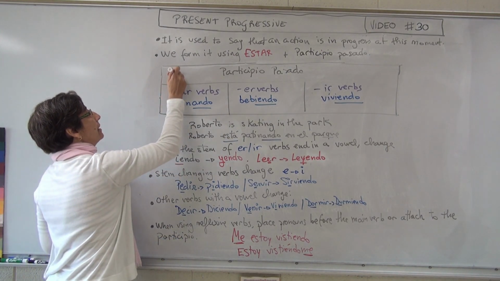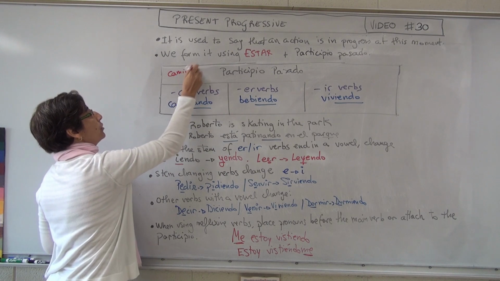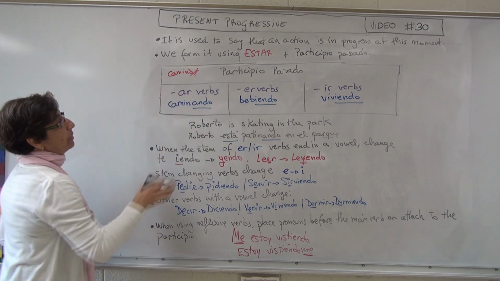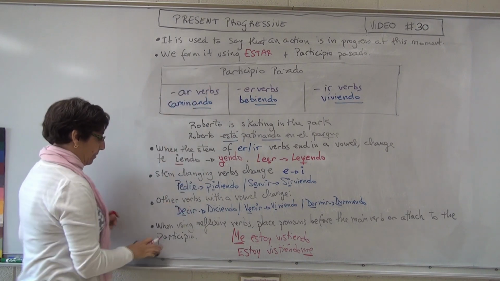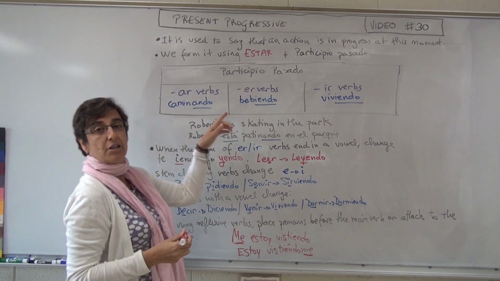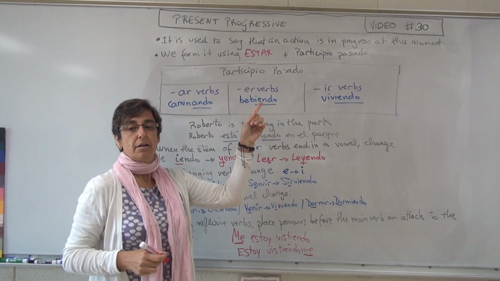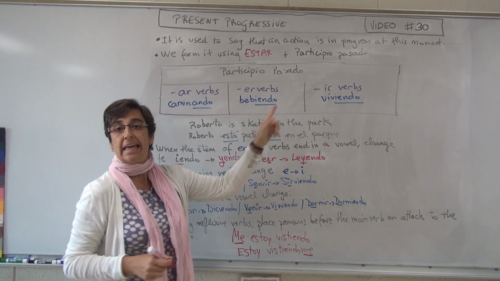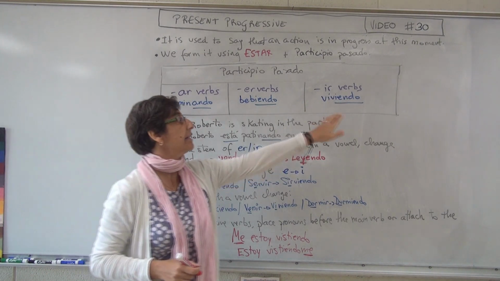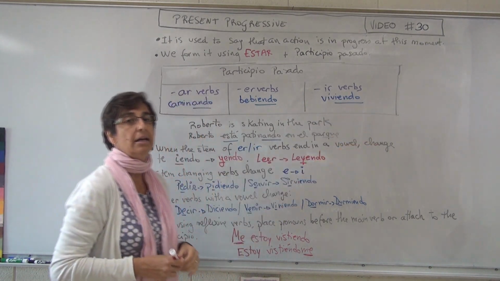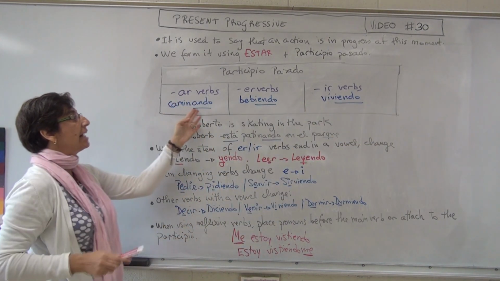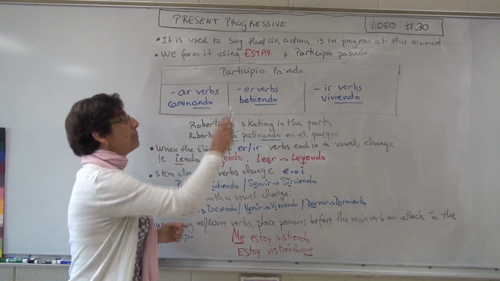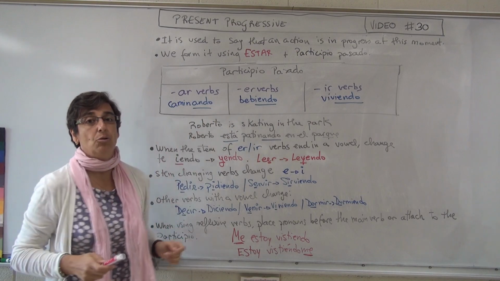Caminar. Caminar, we drop the AR, and then we add ando. So this is how we do the participio pasado. Same happens with the ER verbs. Viendo, we add iendo, and the IR verbs, we add the same ending, iendo. Okay? So for the AR verbs, ando, and for ER verbs and IR verbs, iendo. This is the participio pasado.